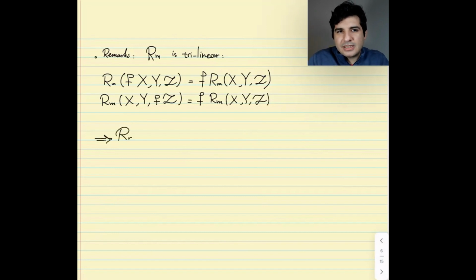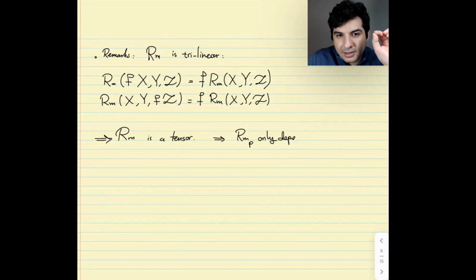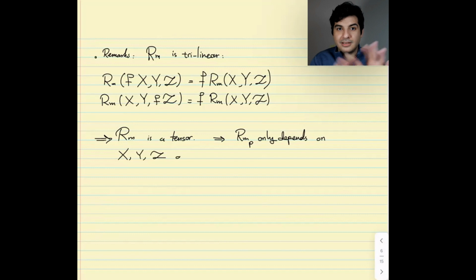It essentially means this is a tensor, and it also equivalently means it only depends on the values of these three vector fields x, y, z at a given point. The curvature at each point, when you want to compute it for x, y, z, only depends on the vectors x, y, and z at that given point, not the behavior of these vector fields in neighboring regions.